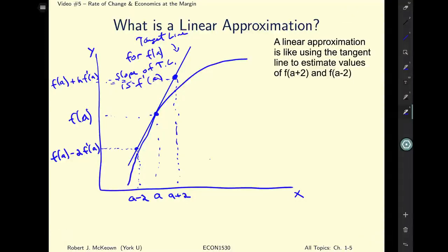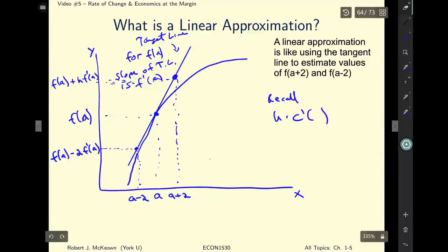And that's what we meant on the previous slide when we had h times c prime A. Well, I guess it was actually x, so I'll write down the x.